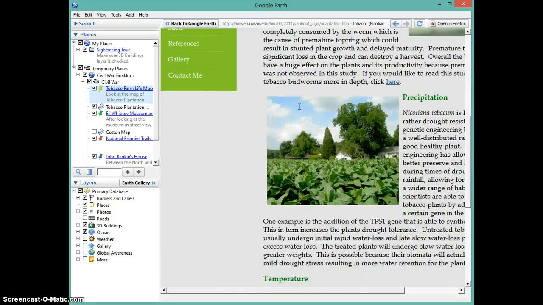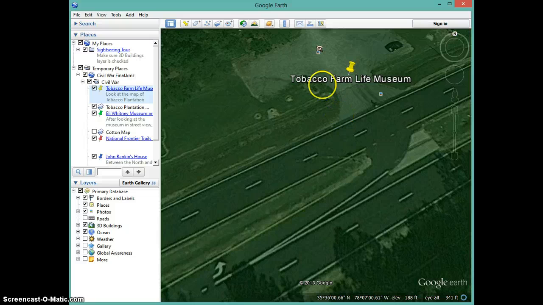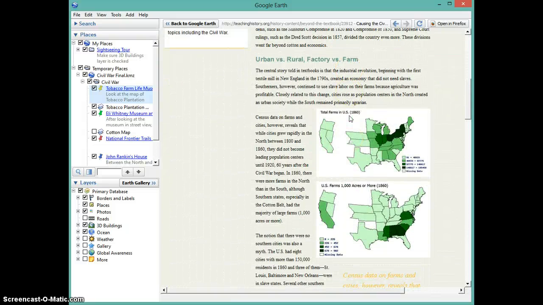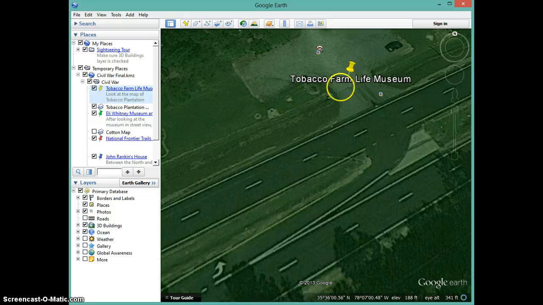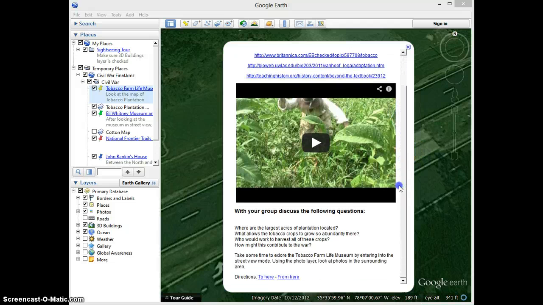They tell you about how it adapted to different environments. It also talks about the history and causes of the Civil War and how this did play a factor in it. There's also a movie that students can view that shows the tobacco being harvested. We won't watch it right now because it's a little long.